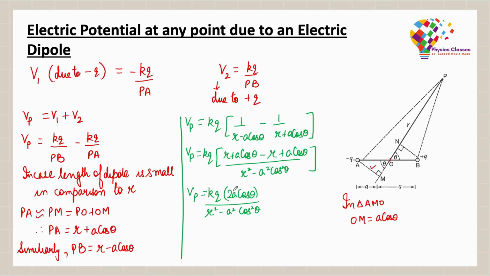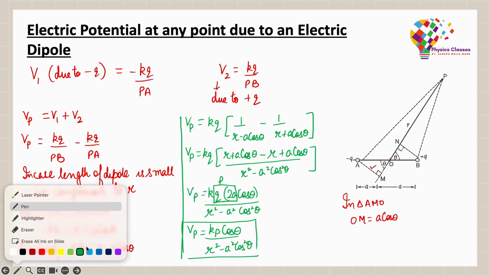Okay, now 2AQ is nothing but the dipole moment P. Therefore, VP can be written as KP cos theta upon R square minus A square cos square theta. So this one is my final expression for the potential at a point P due to a dipole.